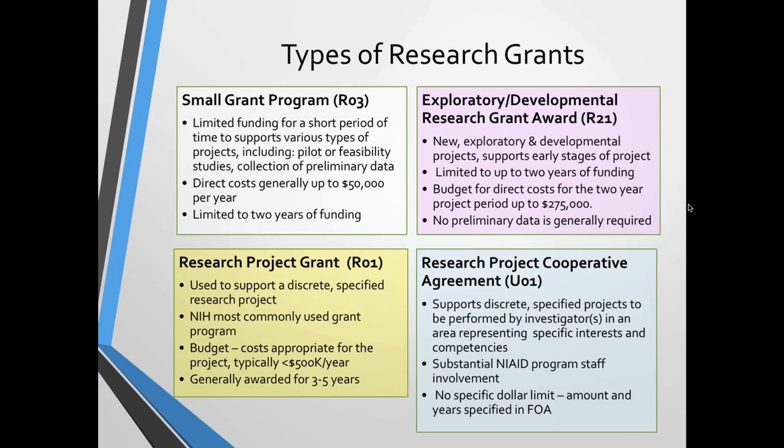As I mentioned, we have lots of grant mechanisms and types of research grants. I've only listed 4 here, but there are 60 or 70 mechanisms. I highlighted these 4 because they're most frequently used, both within the U.S. and outside. The first one is the Small Grant Program, or R03. It's limited funding for a short period of time, and it does support various types of projects, which may include a pilot or feasibility study, collection of preliminary data. The direct cost of the budget for that kind of mechanism is up to $50,000 per year, and it's limited to 2 years of funding.